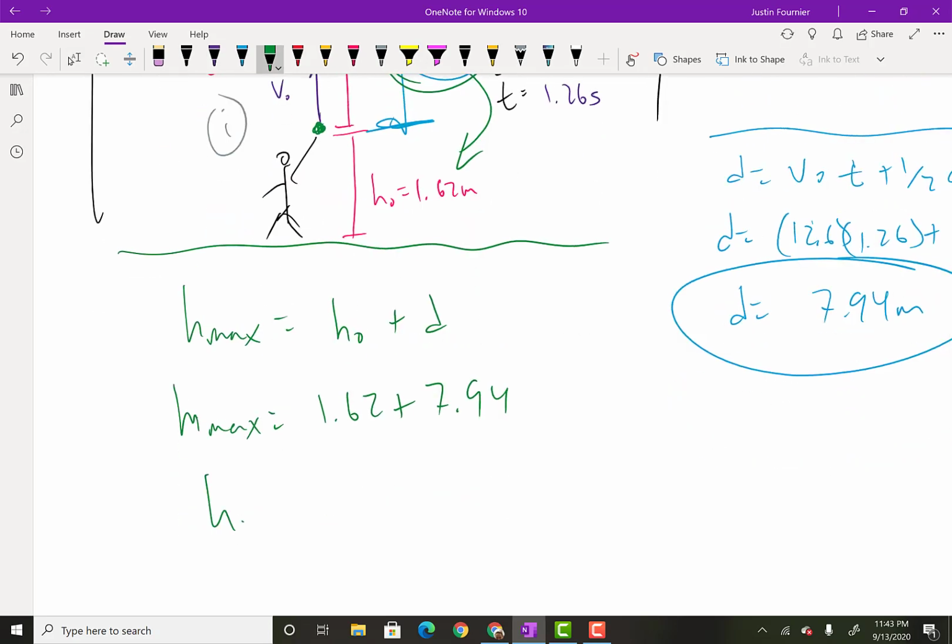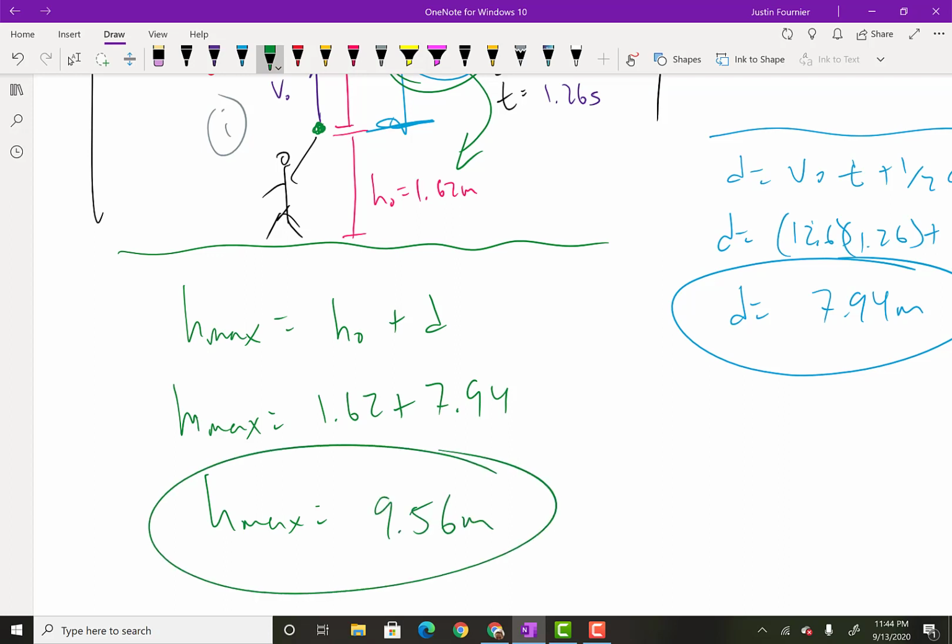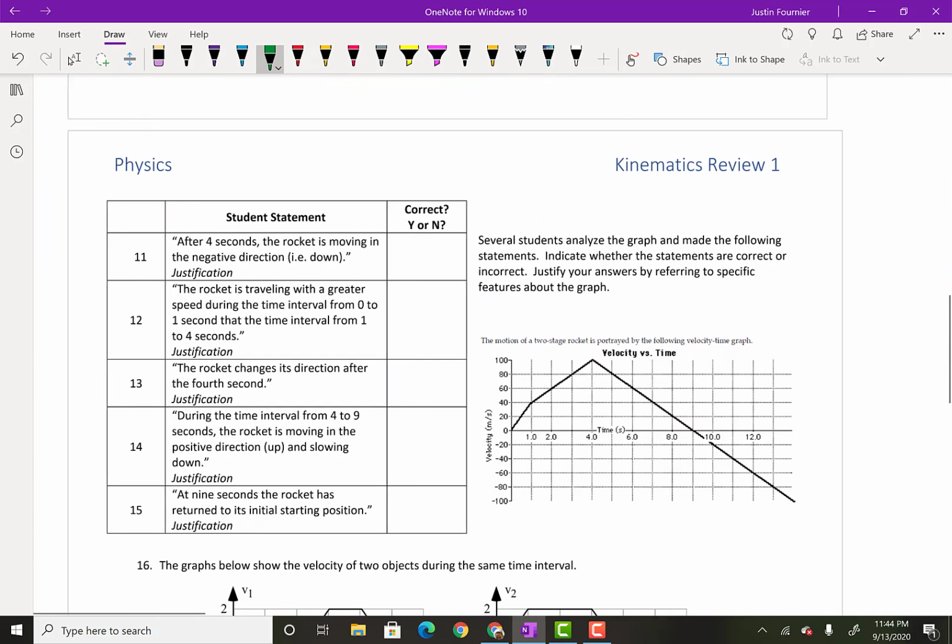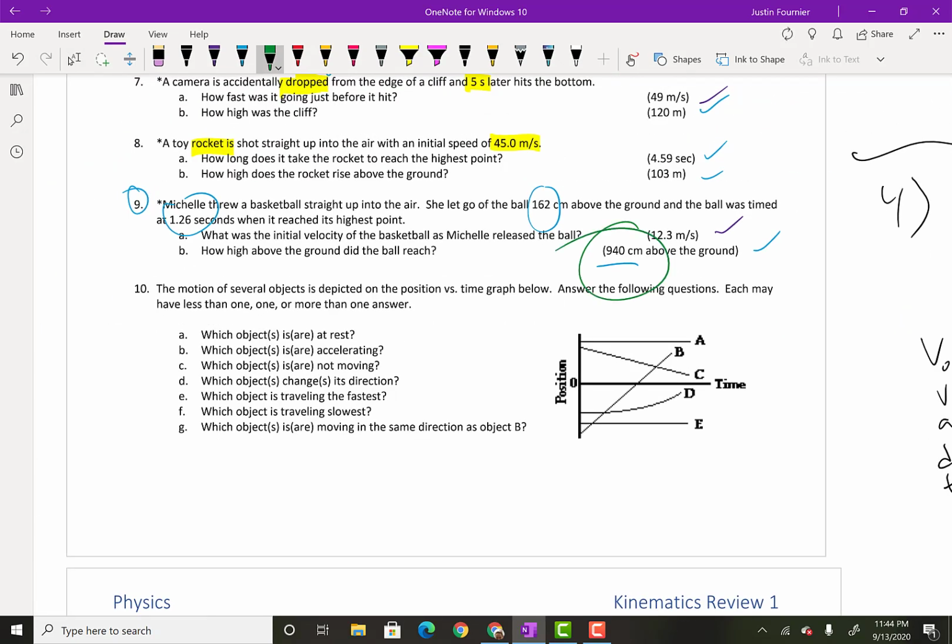So my maximum height is about 9.56 meters, or 956 centimeters. Let's see how that pans out. 940 centimeters, close enough. There you go. So again, it's a little bit off because we used -10. I approximated the -10, and there you go.